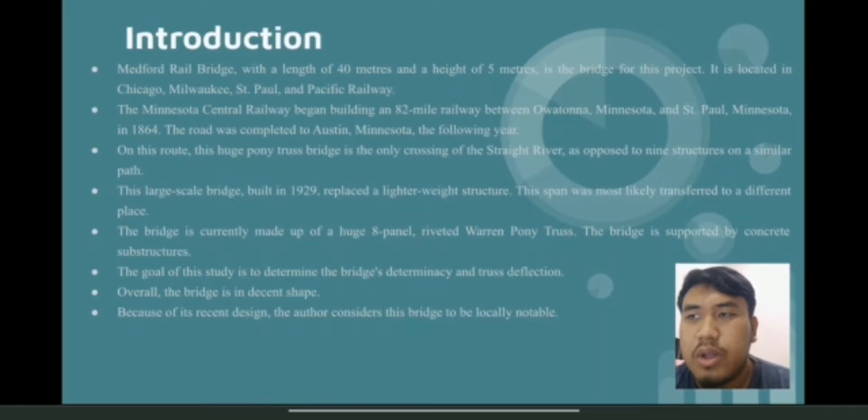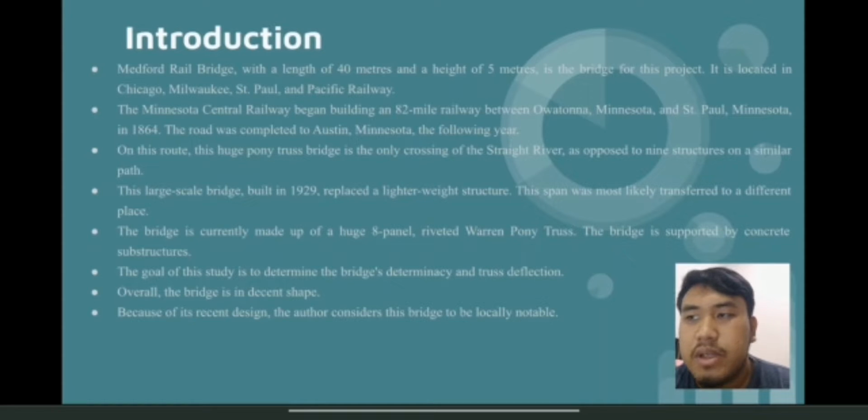The Minnesota Central Railway began building an 82-mile railway between Owatonna, Minnesota and St. Paul, Minnesota in 1864. On this road, this huge Pony Truss Bridge is the only crossing of the Straight River, as opposed to 9 structures on a similar path. The bridge is currently made of huge S-panel riveted Warren Pony Truss.